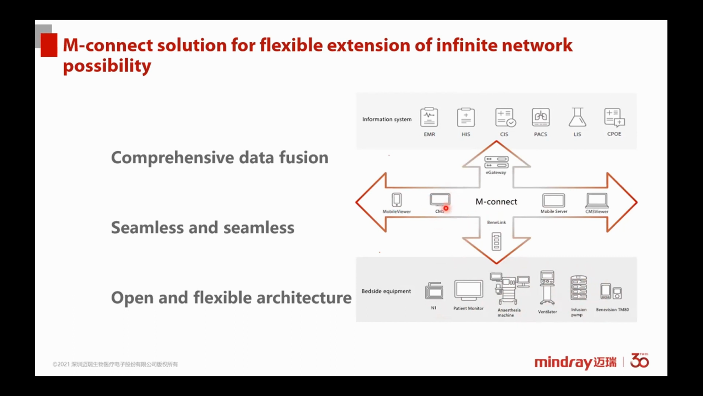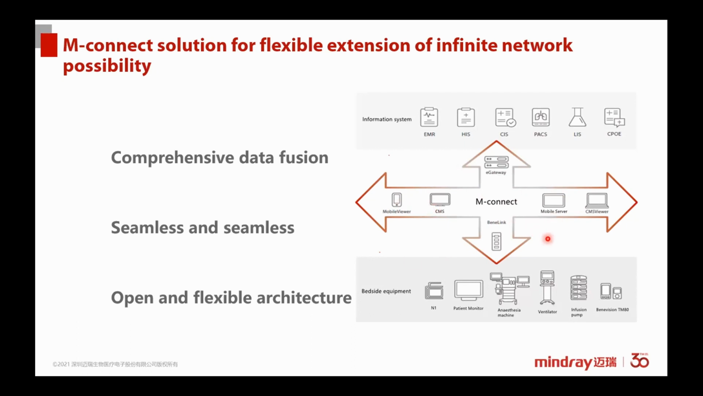Through the central monitoring station, we also have different functions here. For example, we have the mobile server. Mobile server means that we can use a mobile viewer. Mobile viewer is an application you can install in your phone. Then using the mobile viewer to access the mobile server, we can read the data and get the waveform from the central monitoring station.